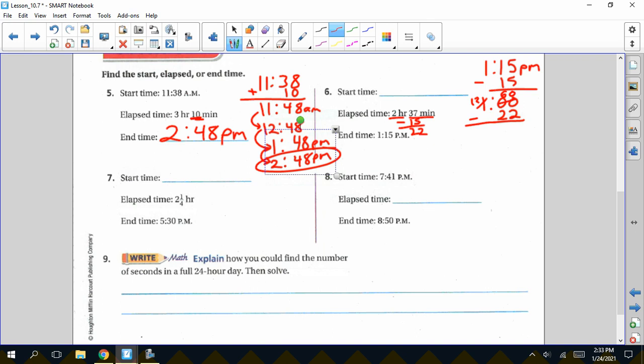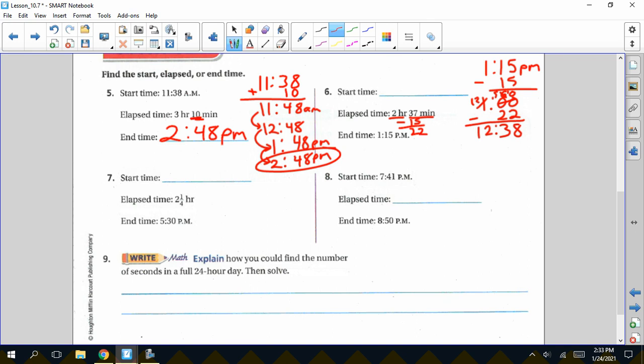So we're doing 60 minus 22, which is going to be, after I borrow, 38. And it was 1 o'clock. Remember, it crossed back to 12. So we're talking 12:38. So if you had 1:15 and you took 37 minutes off of that, you would be at 12:38.